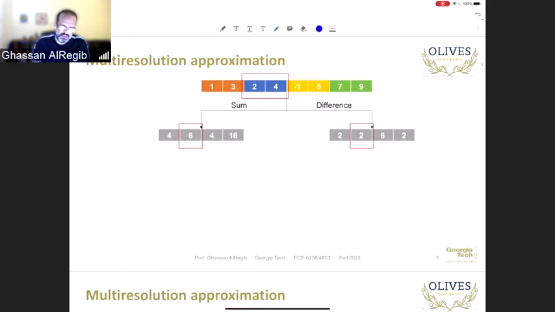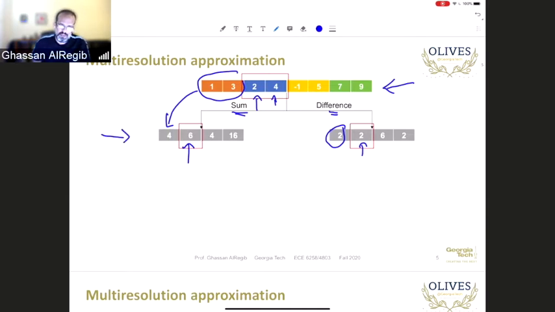I have two operations. The first one is the sum. The second one is the difference. The dimensionality in this is 2, so I take the first 2. The sum is 4. The difference is 2, 3 minus 1. I move the window to the next two samples, 2 and 4. The sum is 6 and the difference is 2. And I keep doing that. So I end up with this first level approximation where I am representing these samples using these 2 sequences.